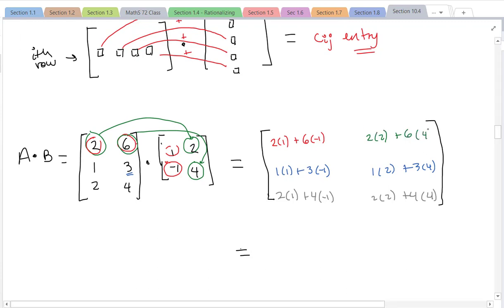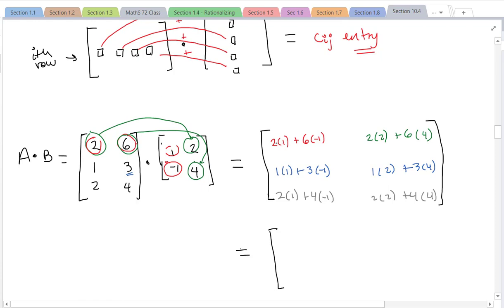Because this should match up, right? So this one, how did we get it? It was 2 times 2 plus 6 times 4. I just wrote a 2 there, but notice that they stay the same. And what's changing is really as you move the row. All right, so now we're ready to finish this product.